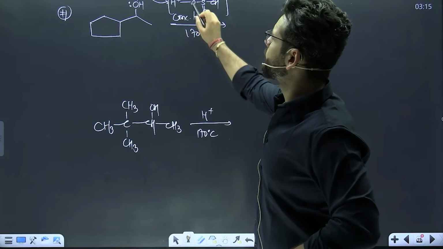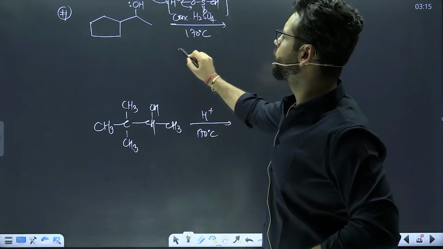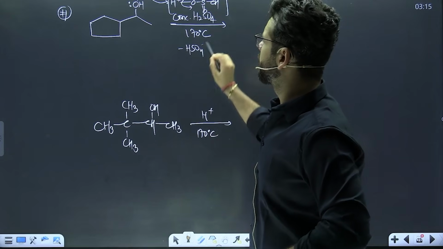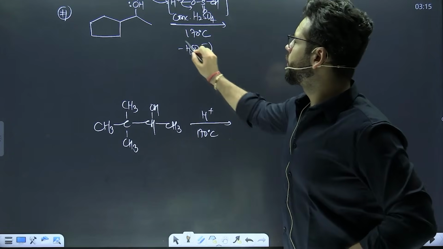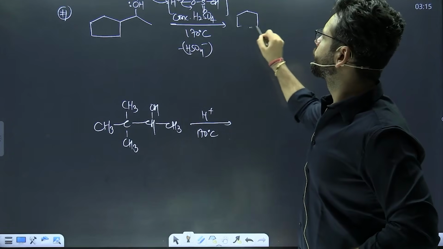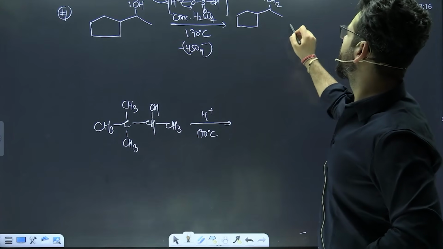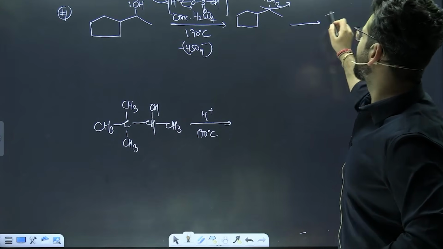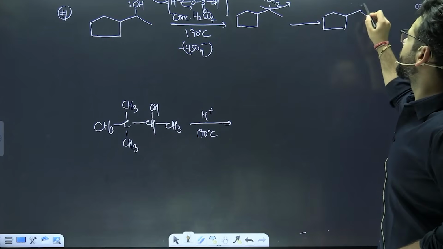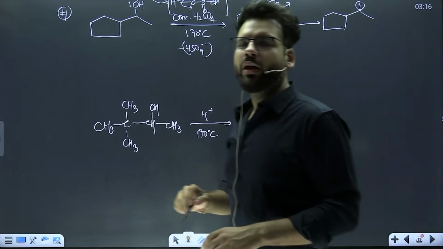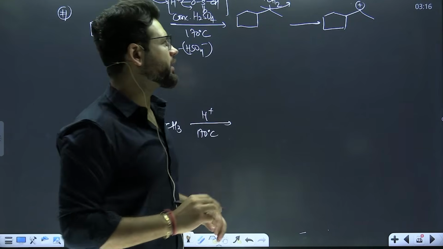So H plus comes out from here, HSO4 minus goes away, giving you the protonated alcohol. And we know water is a good leaving group. So from here, water leaves directly, giving you a carbocation formation. Whenever a carbocation is formed, it tends to rearrange.